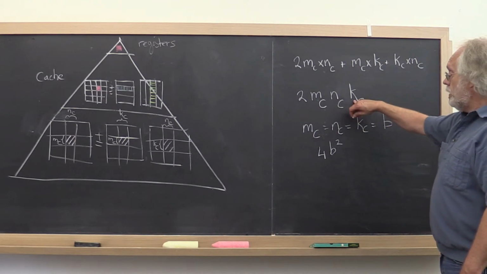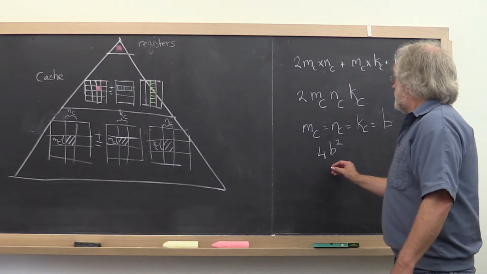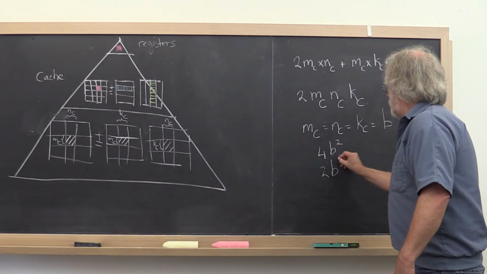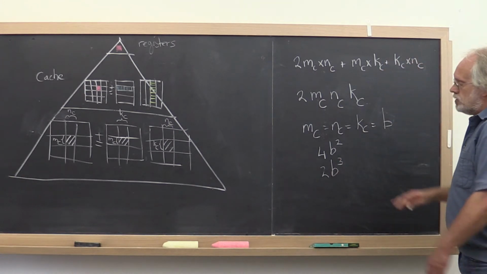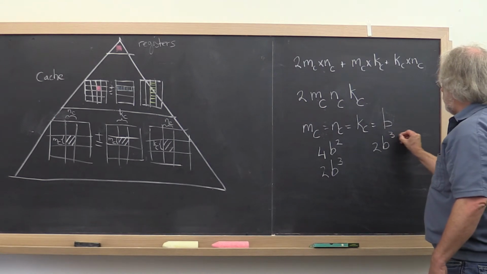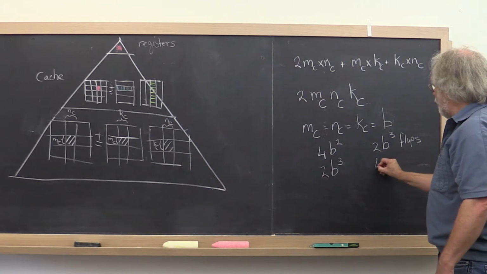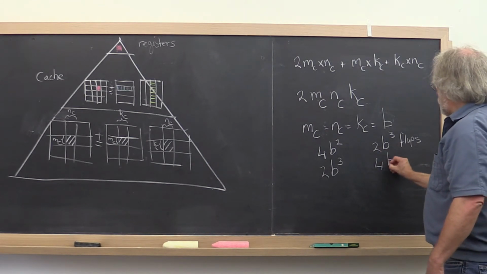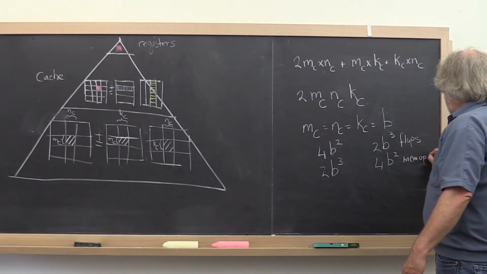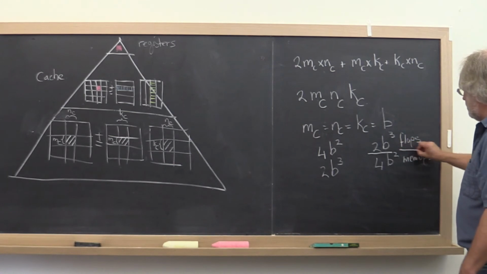And the number of floating point operations that are performed with those numbers is then 2 times B cubed. Or maybe we should switch that around. We're doing 2 times B cubed floating point operations for the 4 times B squared memory operations that are being performed. Okay, that's the ratio.